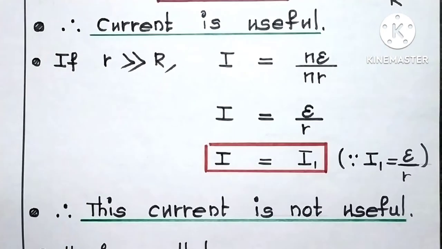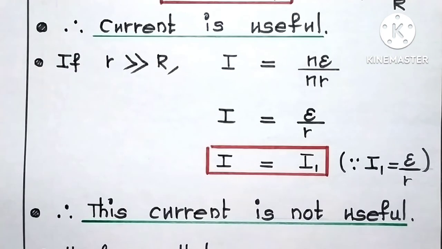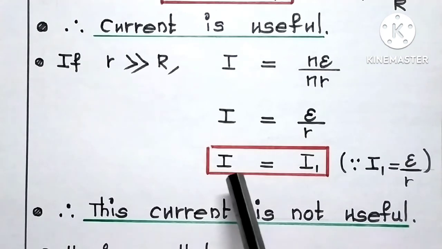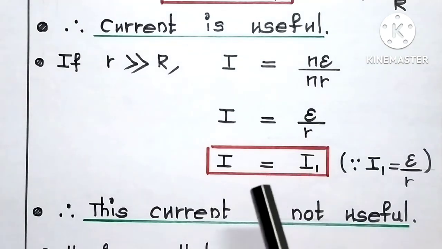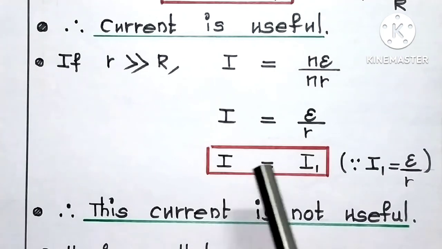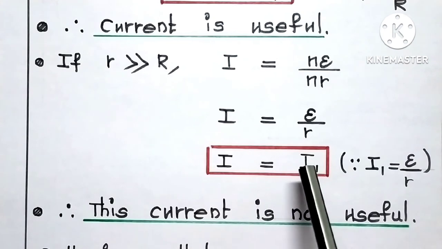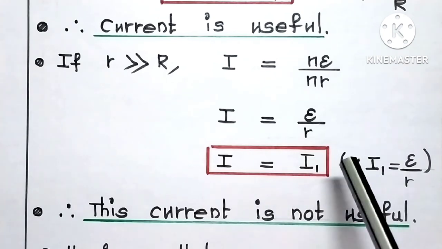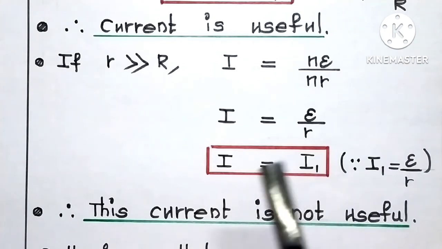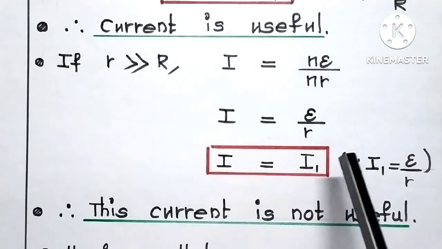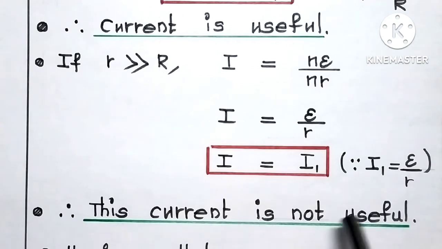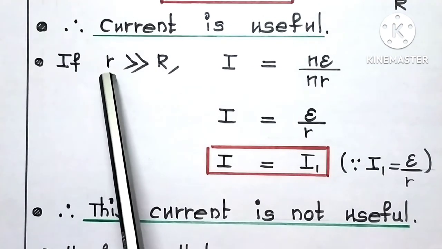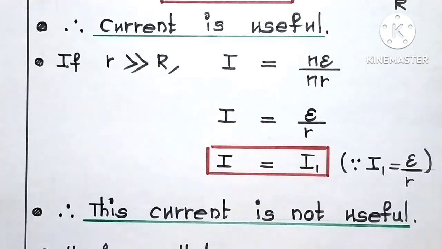In this case, the current is not useful. This current is not useful because though many cells are connected in series connection, the total current is equal to the current produced by a single cell only. So no matter how many cells we connect in series, we don't get enough amount of current. So this current is not useful when small r is far greater than capital R.